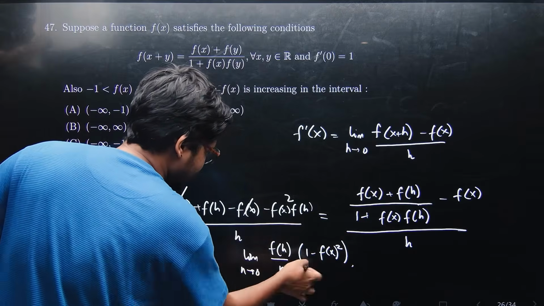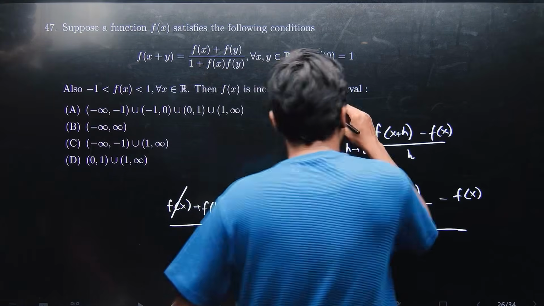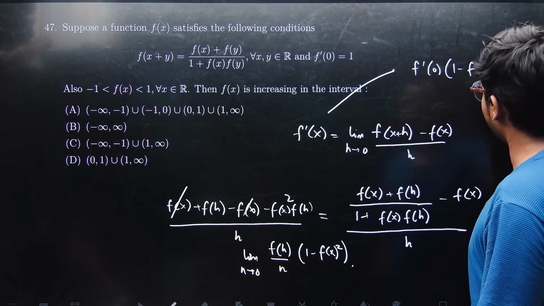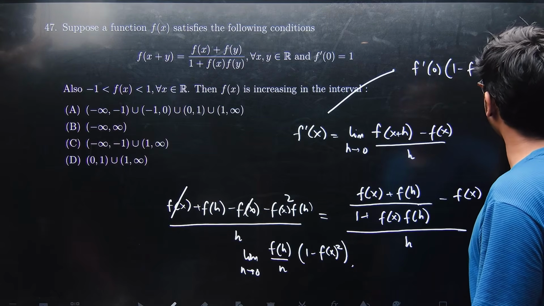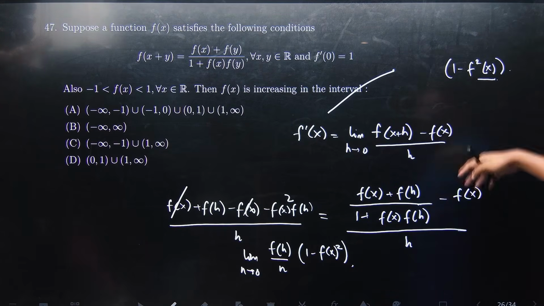Now see, this quantity is independent of h, right? And this limit is nothing but f'(0). So this just turns out to be f'(0) times (1 - f²(x)), right? If you look at f'(0), it's equal to 1, so forget about this. So this is what the value of f'(x) is for any value of x, right?